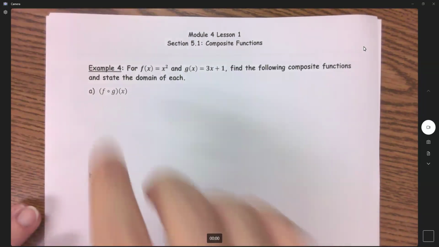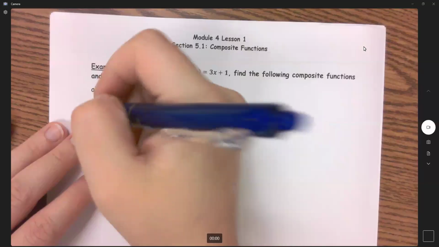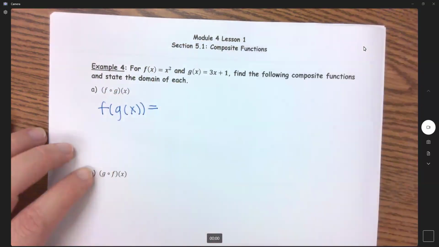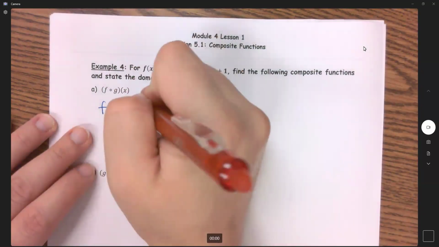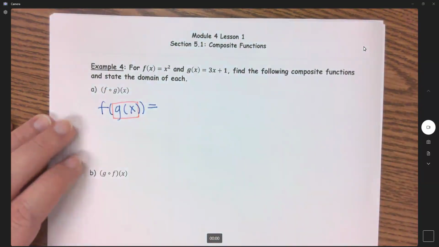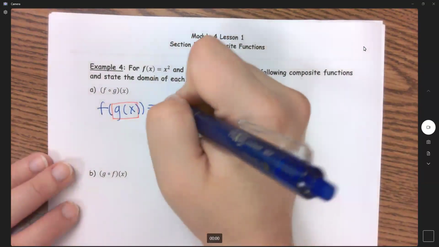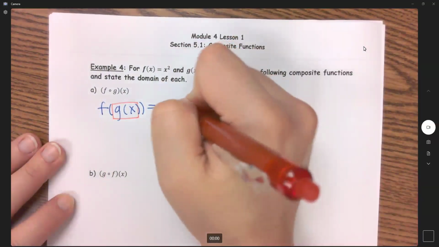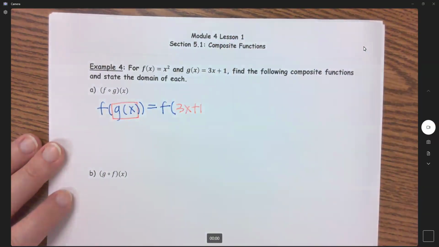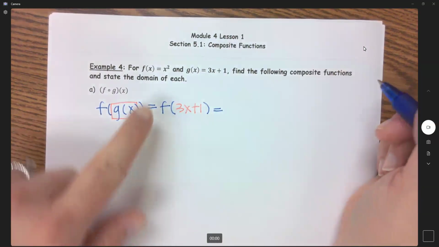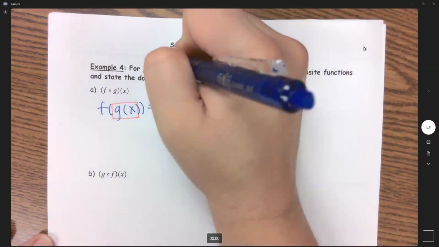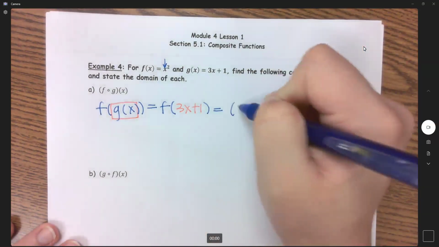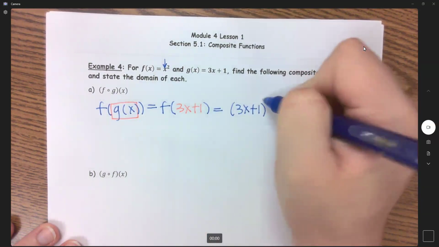So my new function, first expand it out. So we have f of g of x. We start these the same way. I first want to substitute in what my g of x is here. So we're going to have f of my g of x, which is 3x plus 1. And now I'm going to go to my f of x function, and I'm going to replace this x with what I have in parentheses. So now this becomes (3x plus 1) squared.